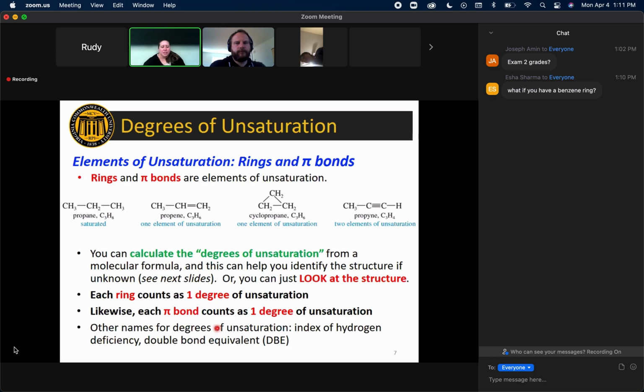Okay, and I mentioned this before, but in addition to degrees of unsaturation or elements of unsaturation, there are other names for this same thing. And I've listed out a couple of the other ones here. Double bond equivalence, or DBE, is another one that comes up a lot. I am almost always going to use degrees of unsaturation because that's just how I learned it and my personal preference. But if you take O-Chem 2 with somebody else, they could theoretically use any of these terms. And those would be the same thing as my degrees of unsaturation.